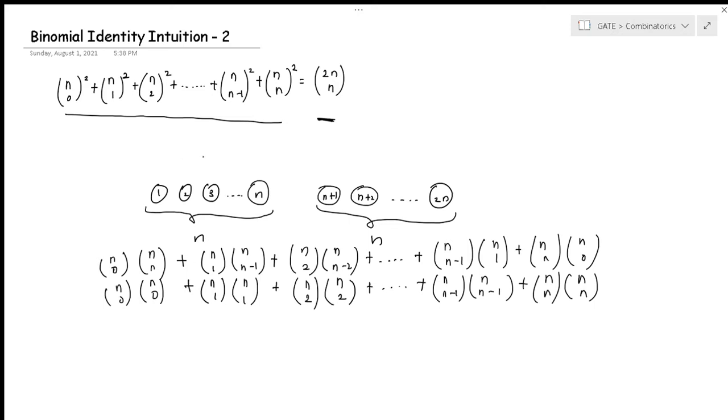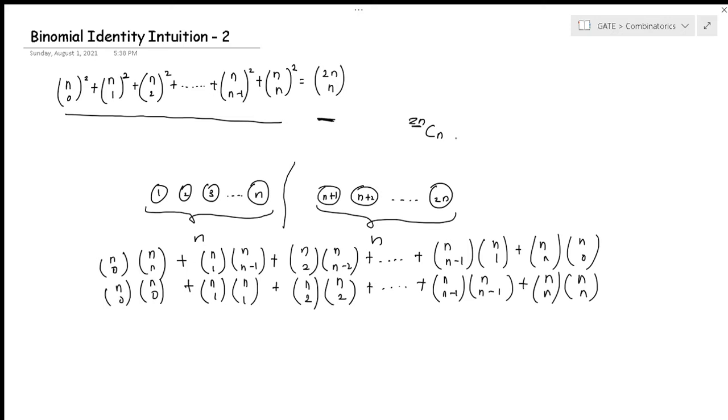If someone is saying 2nCn, what does it mean? It means that we want to select n objects out of 2n objects. Now suppose these are my total 2n objects from 1 to 2n, and I split them into two parts, one consisting of the first n objects and the other part consisting of the next n objects. So we did a kind of partition.